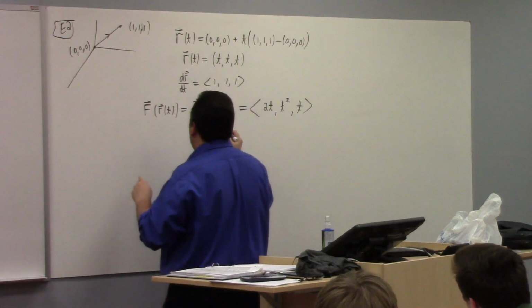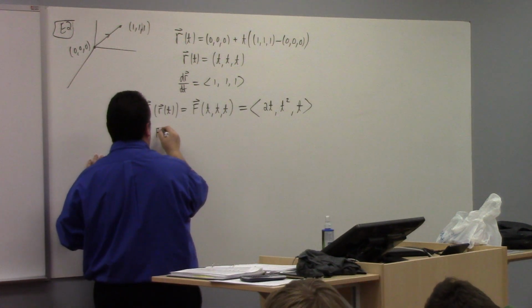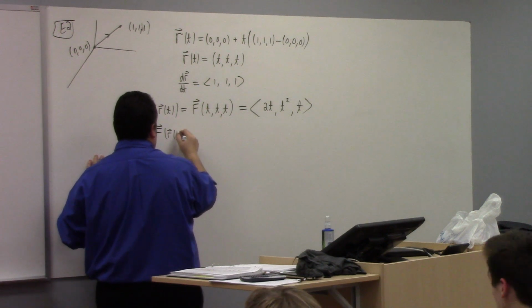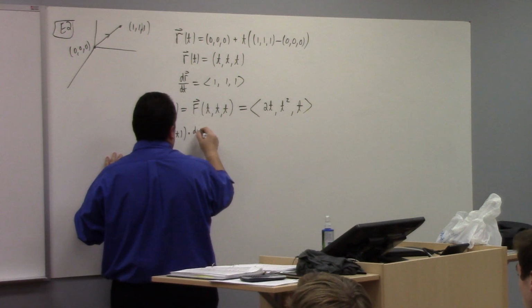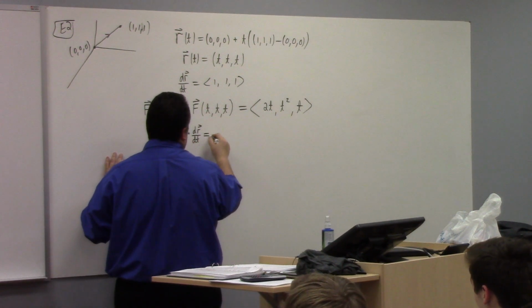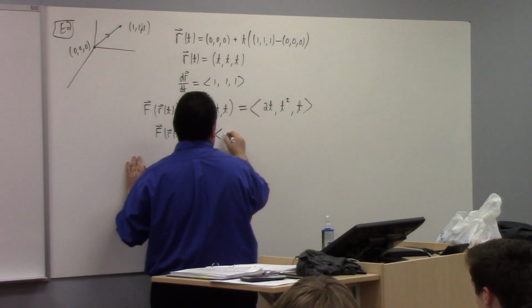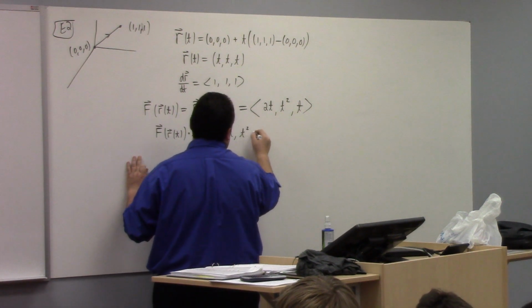Then we can calculate the power done along this curve. What's the power for this one? It's going to be different, isn't it? So we've got apparently 2t, t squared.